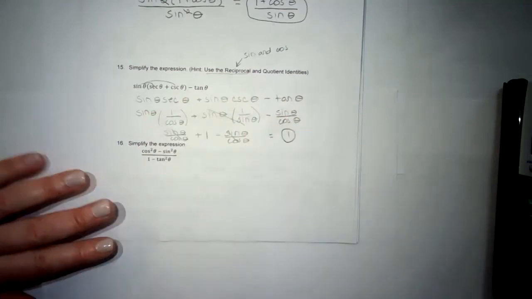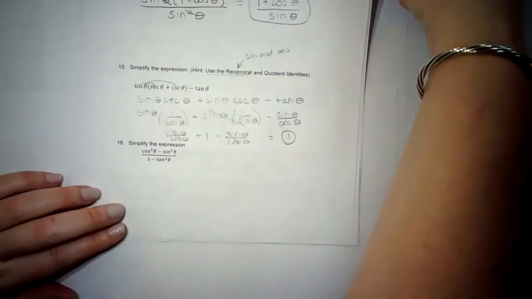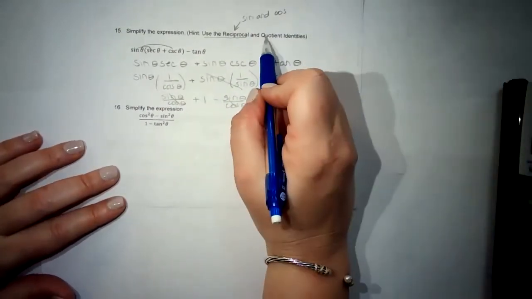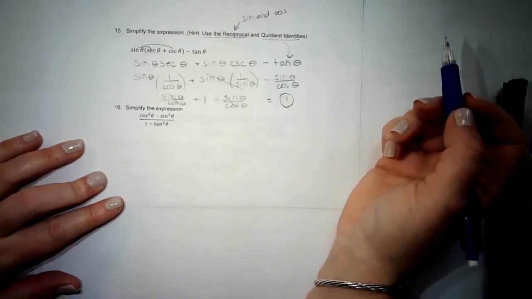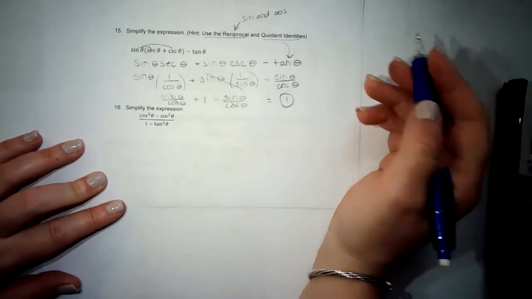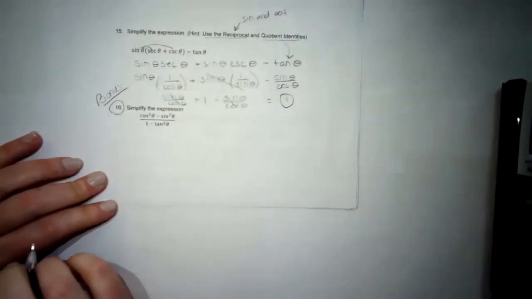You may not get 1. You may get negative 1. You may get a 2. You may get something like that, but it'll be a nice little number. Everybody okay with that? This quotient identity was just what to do with tangent. All right, 16 is a bonus because it's a little harder.